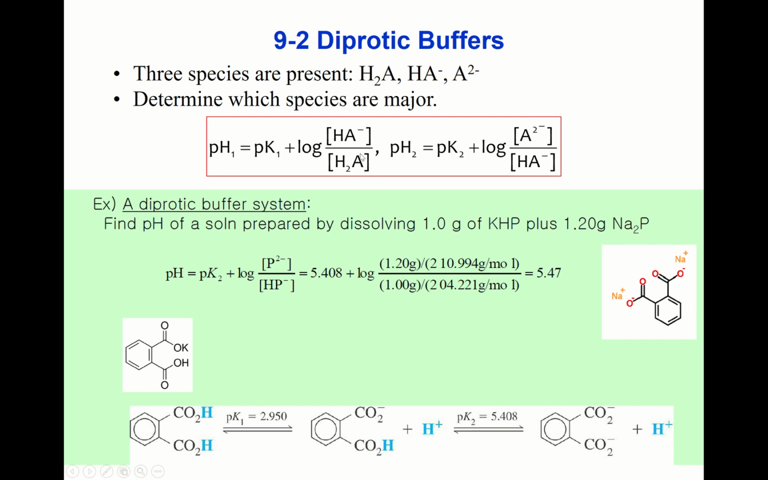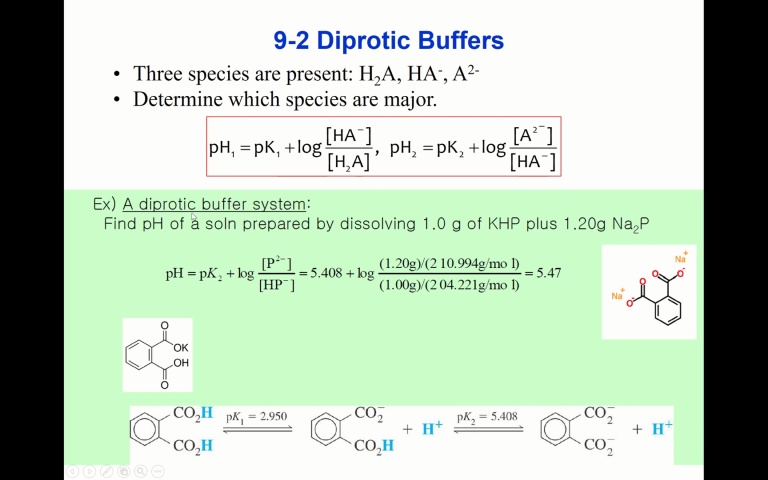Also, using HA minus and A2 minus, we have another buffer, which is pH2 equals pK2 plus log of the ratio of these two species. But using H2A and A2 minus, it's not possible to make a buffer. Let's take a look in detail.